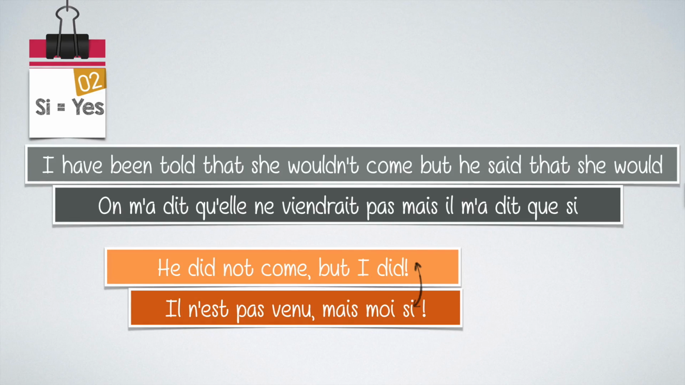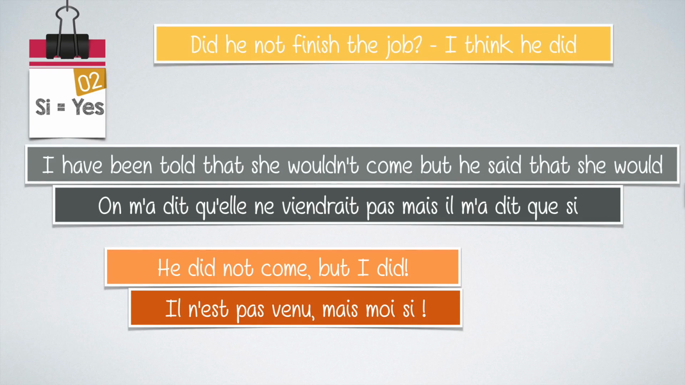So you can understand the opposition between the two parts of the sentence. The first part is negative and the second is affirmative. Yes, but me, yes, mais moi, si. Did he not finish the job? It's clearly a negative question. I think he did.